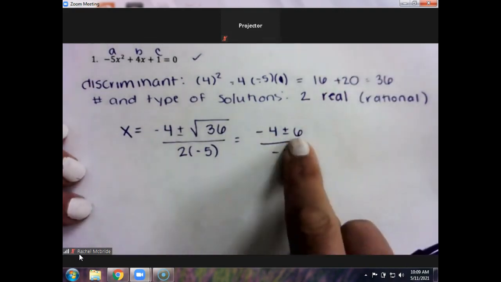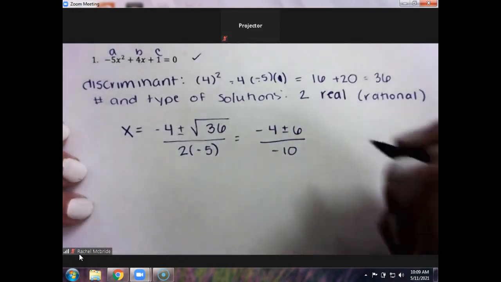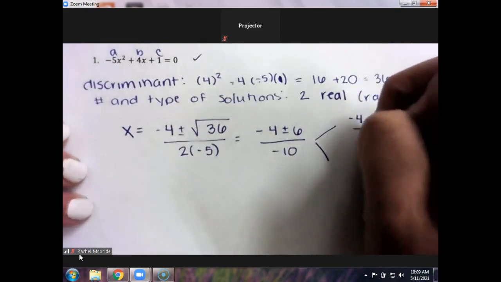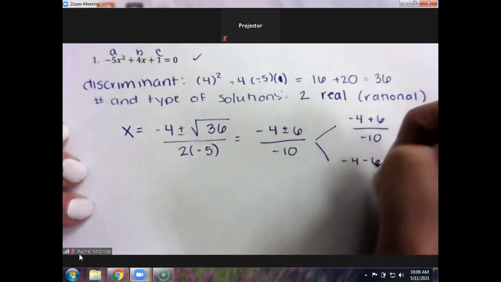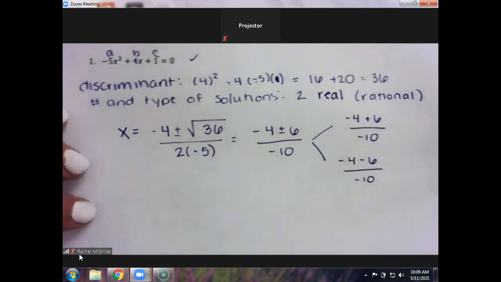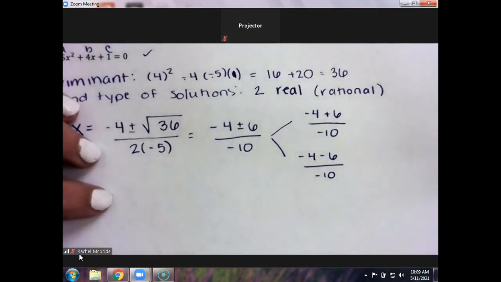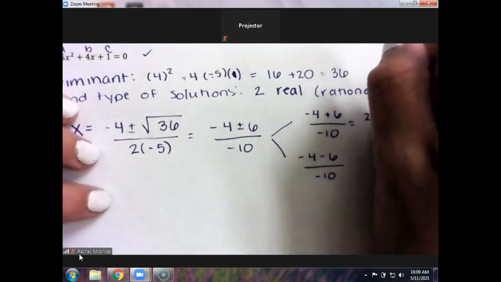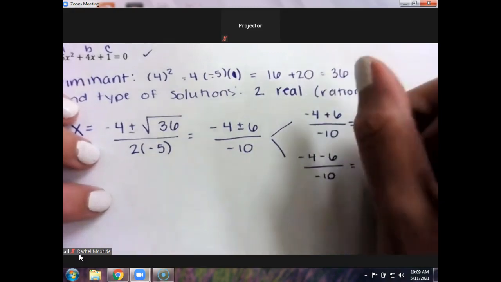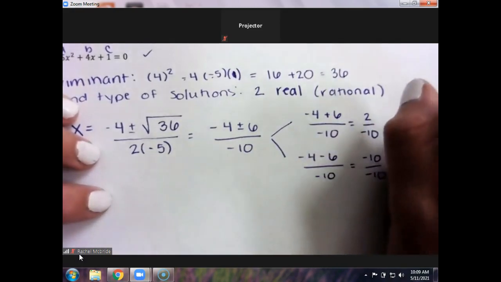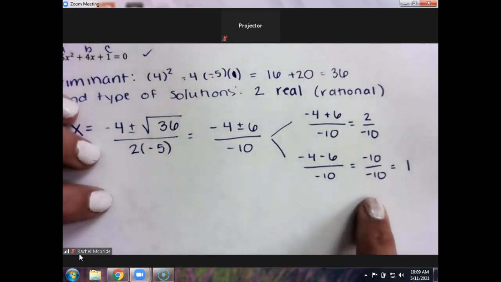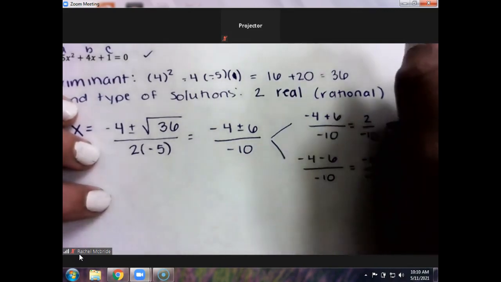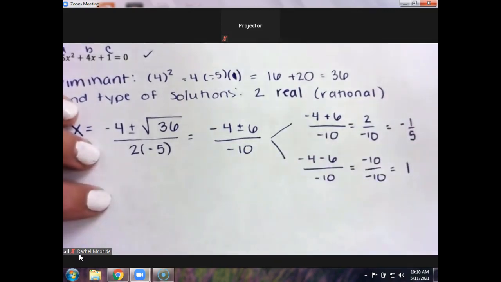And then because we have a whole number being added, we're going to split that into 2 parts: negative 4 plus 6 and negative 4 minus 6. Negative 4 plus 6 is 2. Negative 4 minus 6 is negative 10. A negative over a negative is a positive, and 10 over 10 is 1. Here you can leave it as negative 2 over 10, or reduce it to negative 1 over 5.